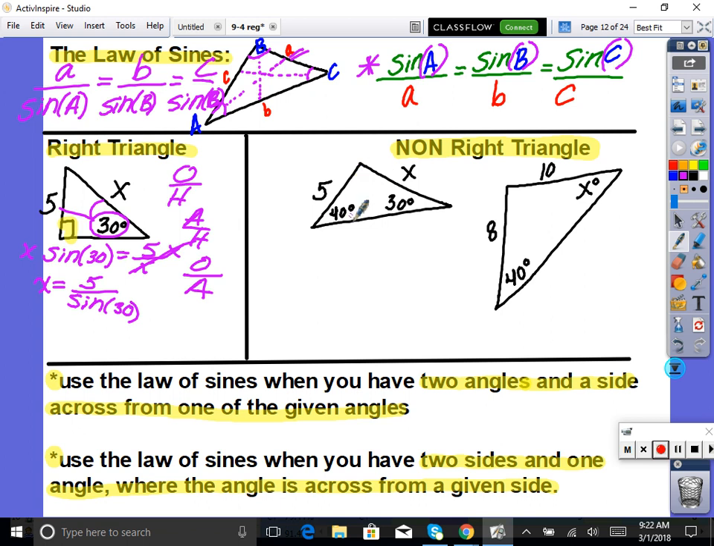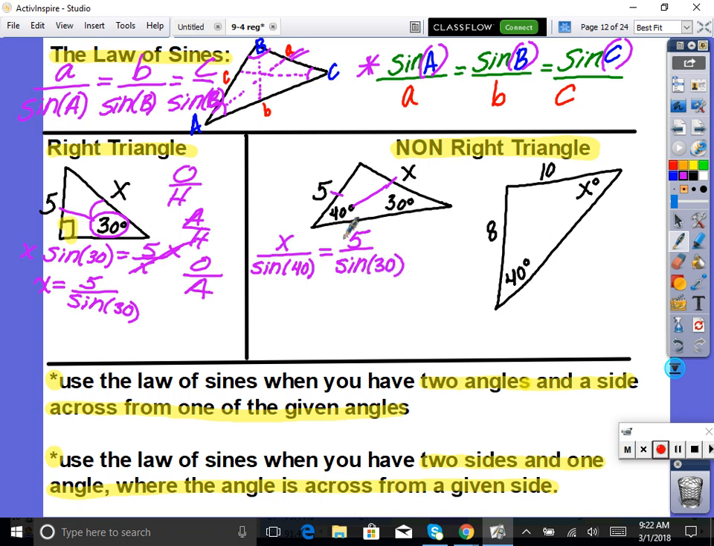So everybody look at this example with me. This is a non-right triangle, and we have to find this side x. So let's set up a true statement. Now, here's the thing. We're finding side x. True? Yeah. I'm going to always start with the unknown. So I'm going to put the side on top. X divided by the sine of 40 will be equal to, now I'm going to use this side because I have it. I've got to stay consistent. I put sides on top in this one. So 5 over the sine of 30.